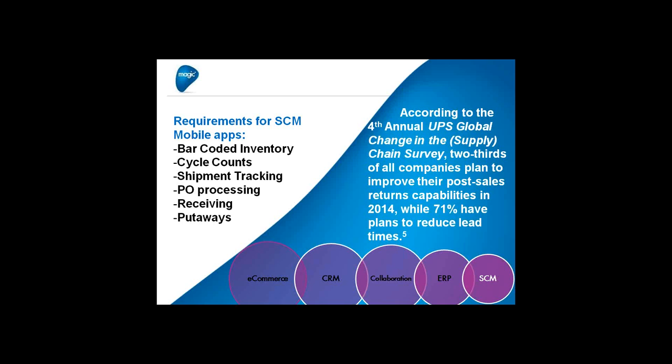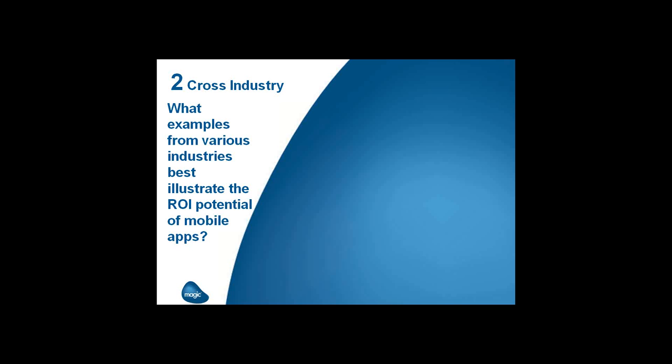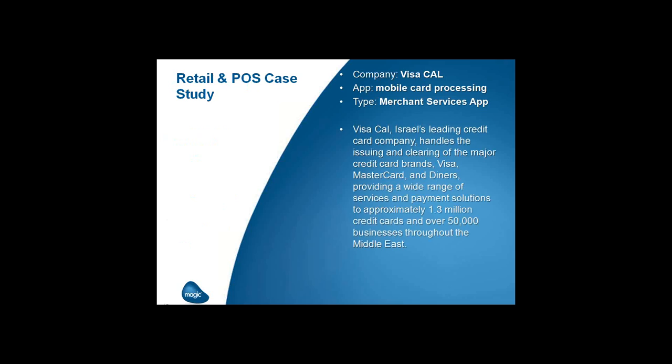And there's some great stories out there about how companies who have automated and integrated have reduced lead times through better logistics integration. ERP data and 2D barcoding will continue to form a foundation for supply chain analytics, which will be increasingly in demand on mobile devices in 2014, according to analyst sources. There are some great examples, as I said, of apps that are out there across a variety of different industries.